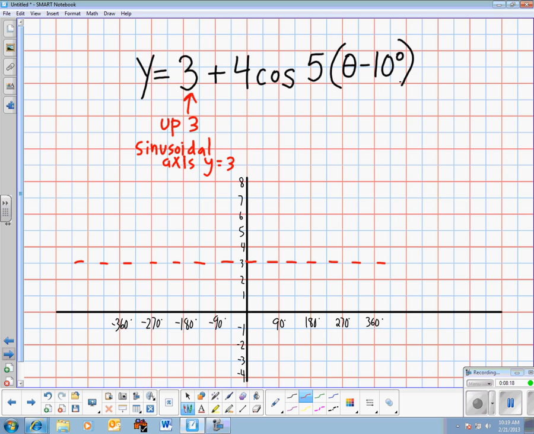Next change. This 4, the number that comes before the cosine, is called the amplitude. Amplitude, you might have talked about this in some science classes, is a measurement of how far up and down the little peaks and valleys go. It's not a measurement from the top of the waves to the bottom of the waves. It goes 4 in both directions. So since we moved up 3 and we have an amplitude of 4, from this new ground level we're going to go up to 7.